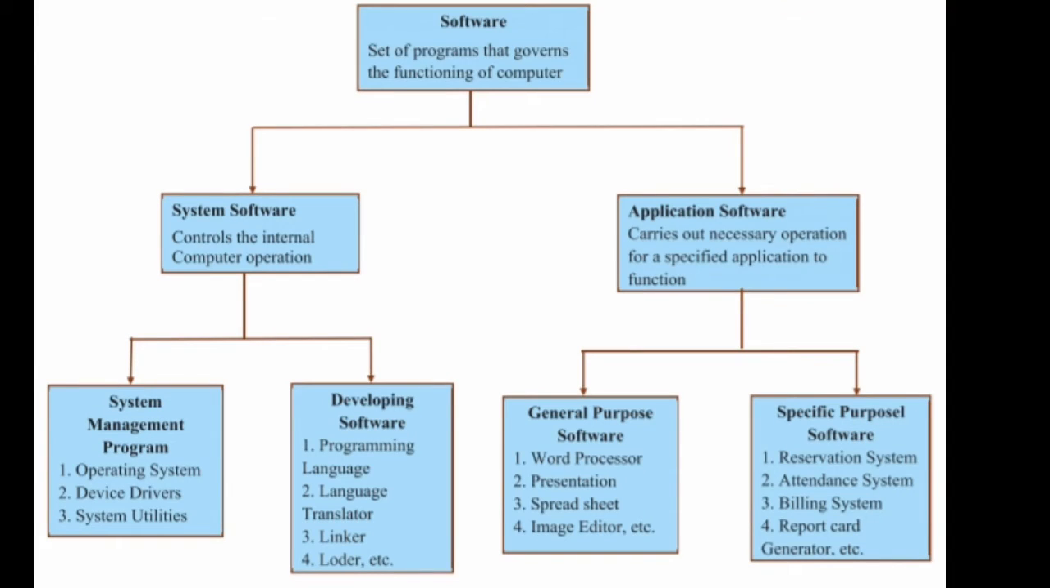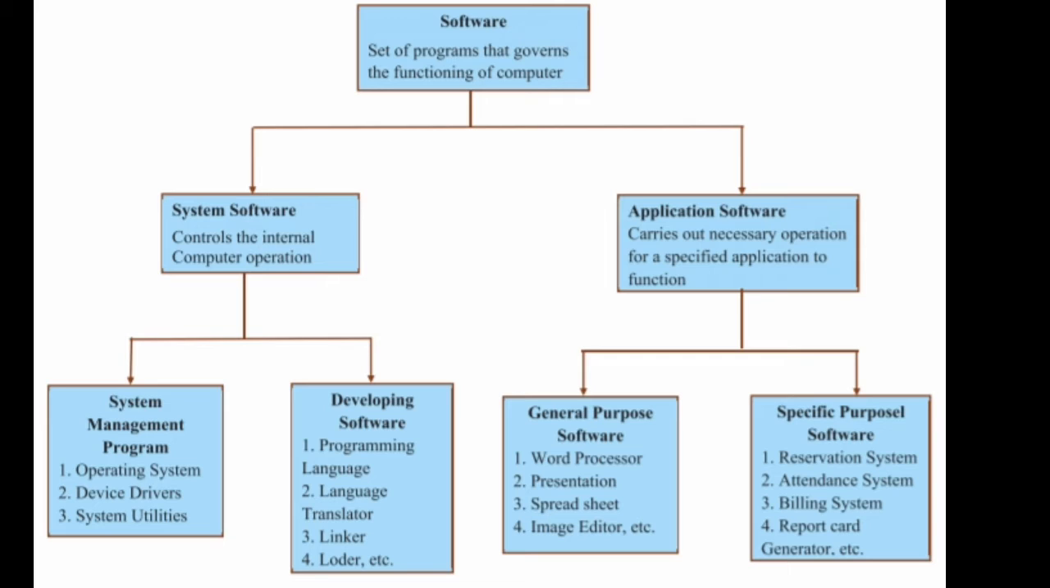Children, see the flowchart. Software, set of programs that governs the functioning of computer. Software is divided into two types, system software and application software. System software controls the internal computer operation. The next one, application software. Application software carries out necessary operation for a specified application to function.